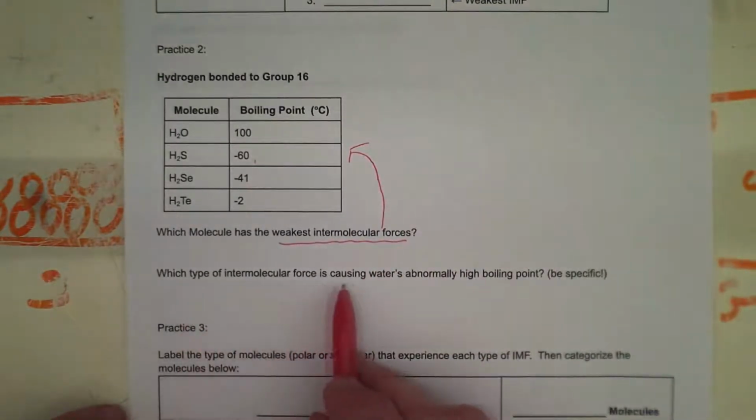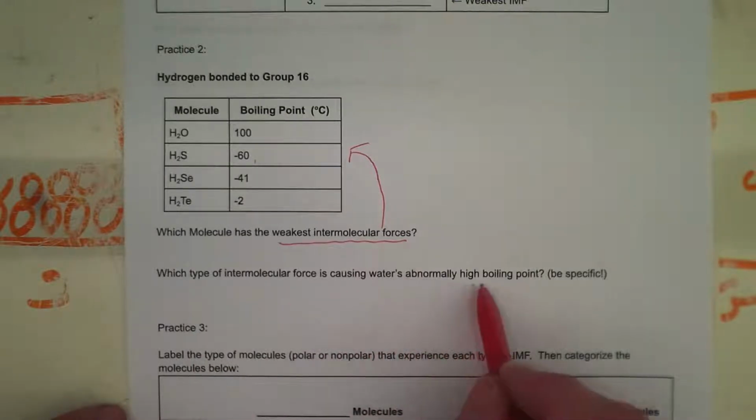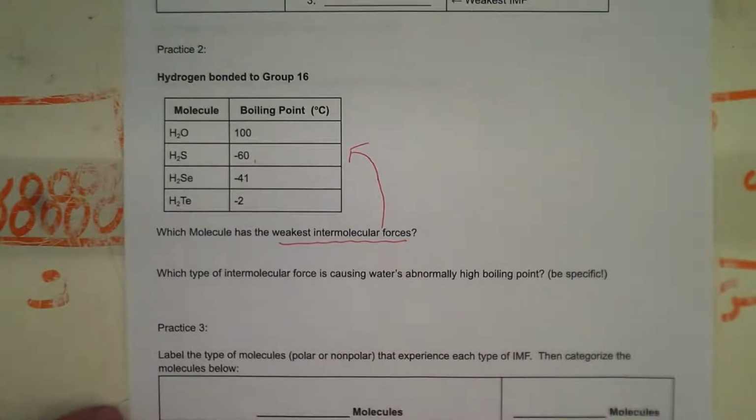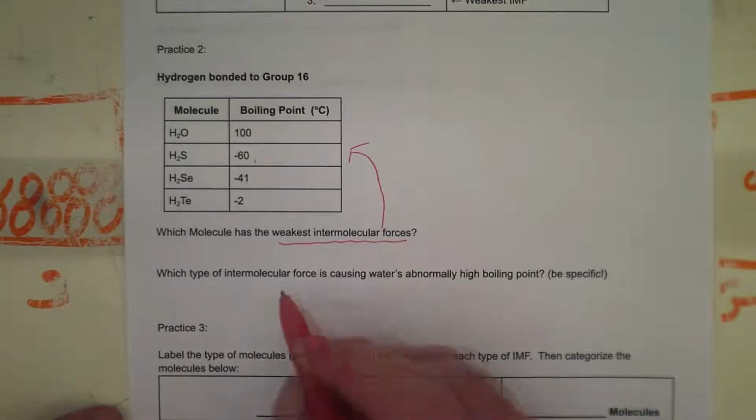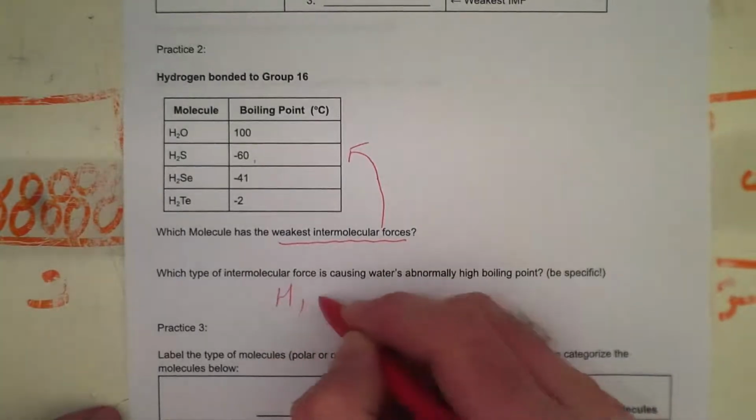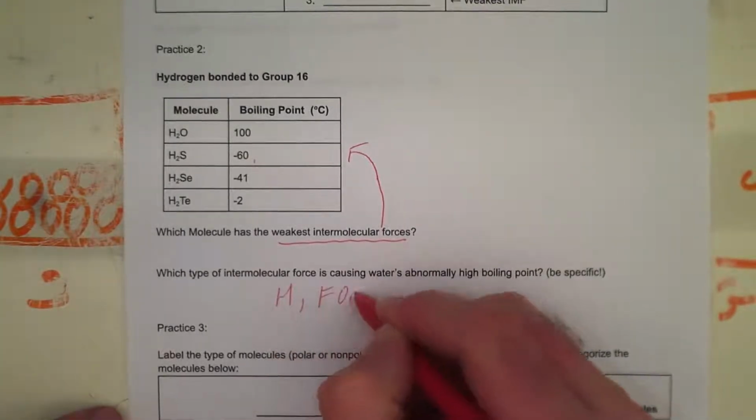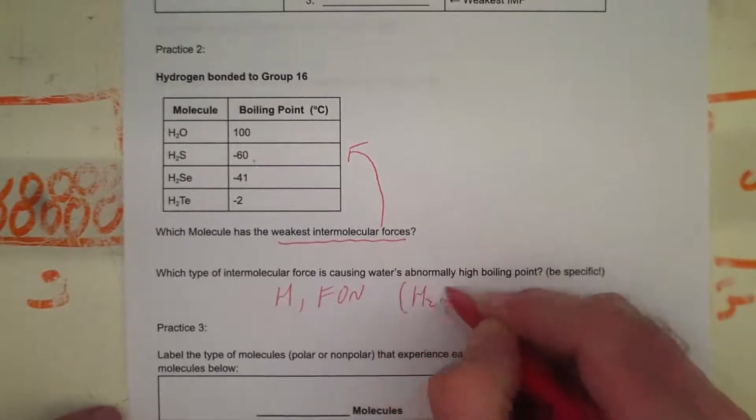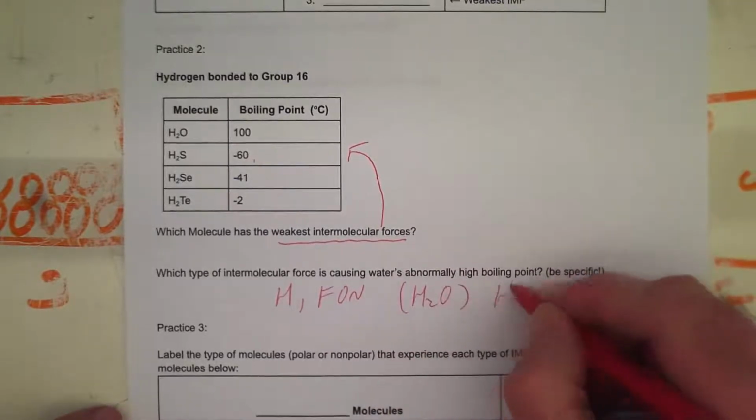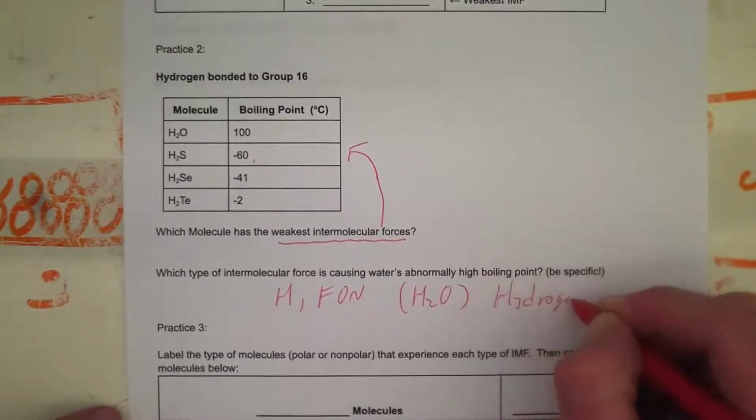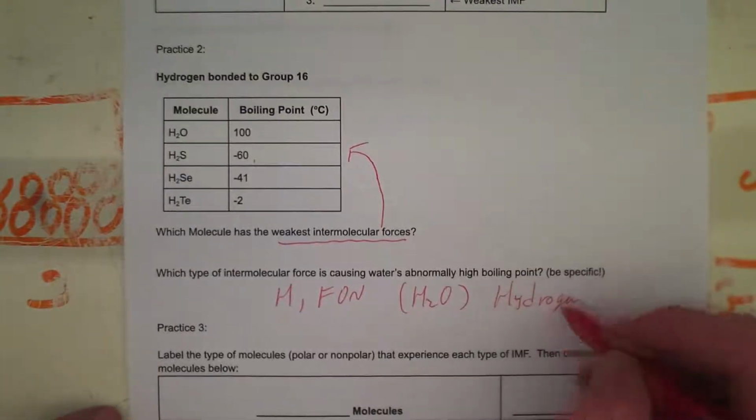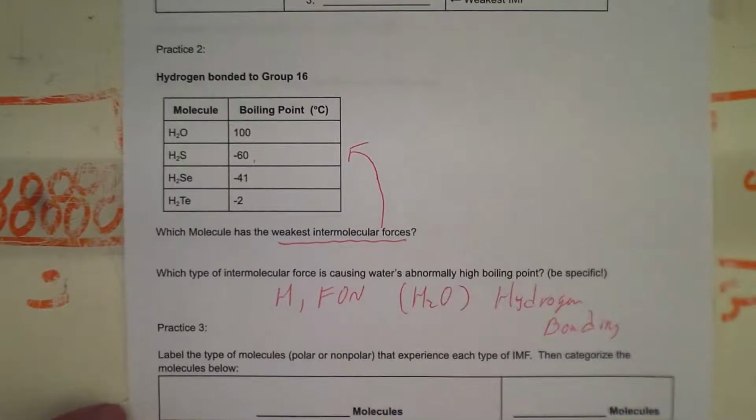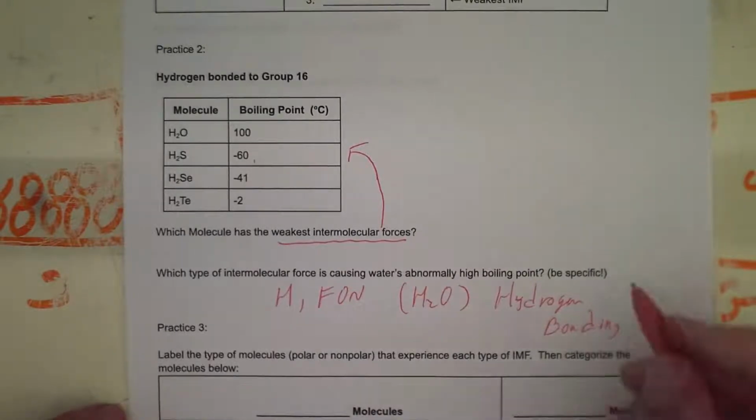Which type of intermolecular force is causing water's abnormally high boiling point? Water contains hydrogen and either fluorine, oxygen, or nitrogen. Water's H2O, and therefore it's hydrogen bonding. Whenever you're asked about the intermolecular force of water, it's always going to be hydrogen bonding. And in this course, whenever you're asked about intermolecular forces, period, to name one, it's always hydrogen bonding.